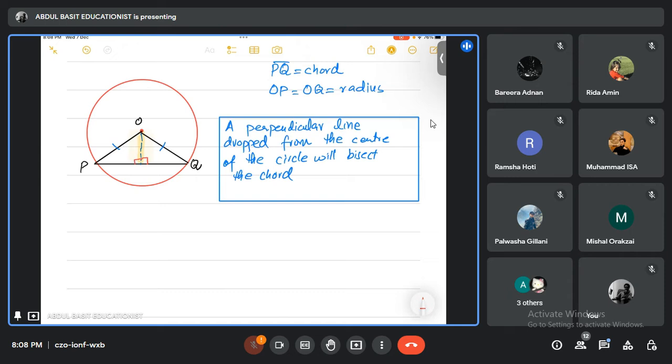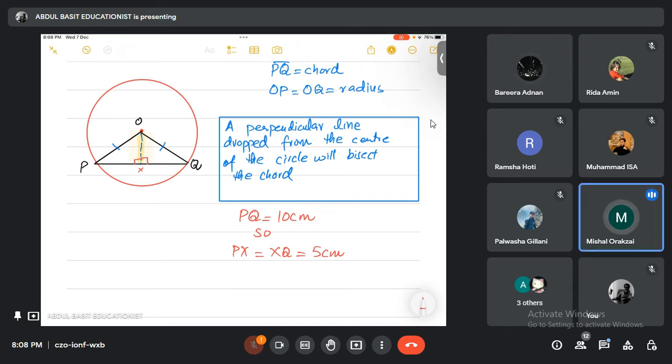So for example, if the length PQ is 10 centimeters, and that point is X, then after applying this property, PX is equal to XQ, and they both will be equal to 5 centimeters. Do you agree with this statement, please? Yes or no? Yes, sir.